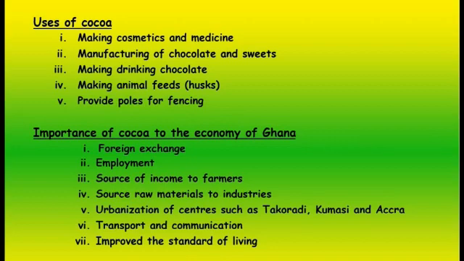Source of raw materials for industries. Urbanization of centers such as Takoradi, Kumasi, and Accra. These are urban centers that have come up as a result of growing this crop. Then there is proper infrastructure development and communication. Transport and communication has developed. Then improved living standards of the people who are engaged in growing this particular crop.